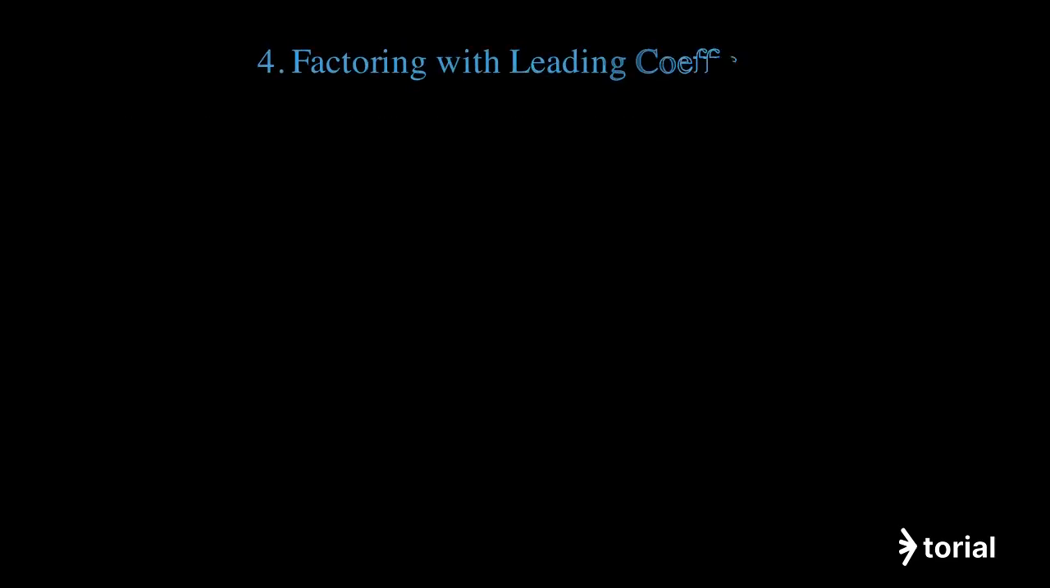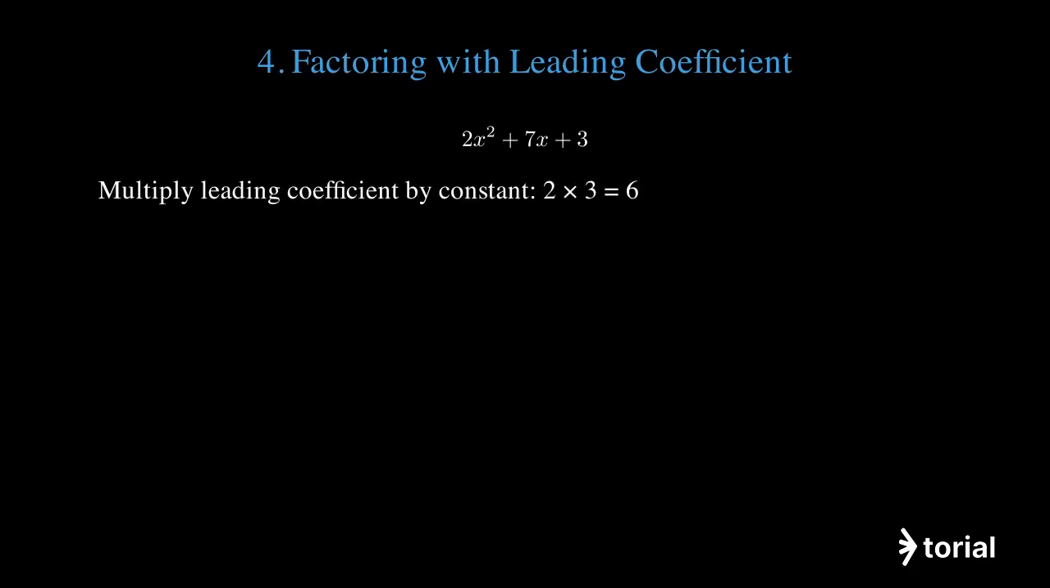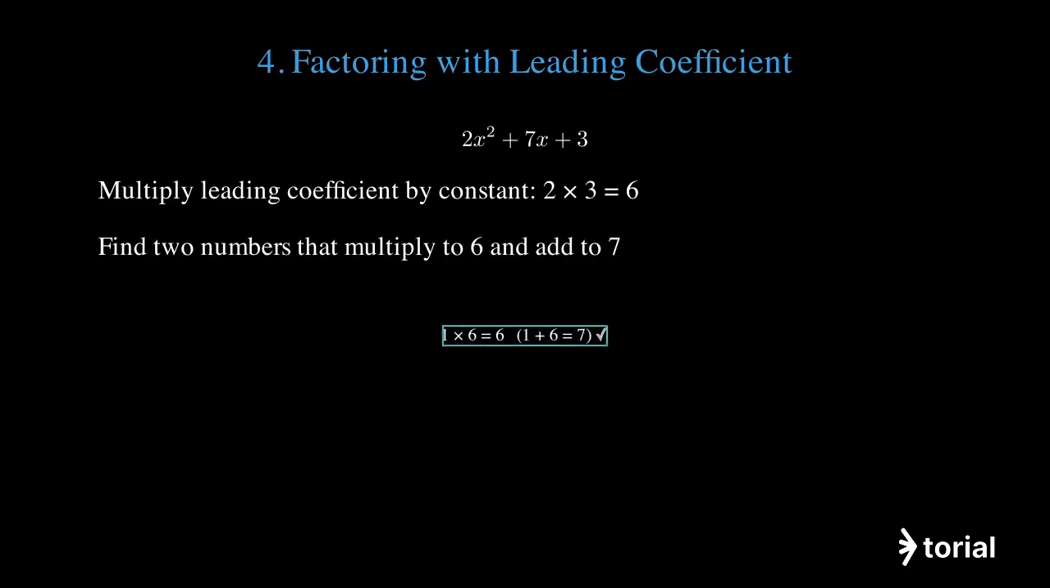When the leading coefficient is not 1, we use a different approach. Consider 2x squared plus 7x plus 3, where the leading coefficient is 2. First, multiply the leading coefficient 2 by the constant term 3 to get 6. Now find two numbers that multiply to 6 and add to 7. The numbers 1 and 6 multiply to 6 and add to 7.